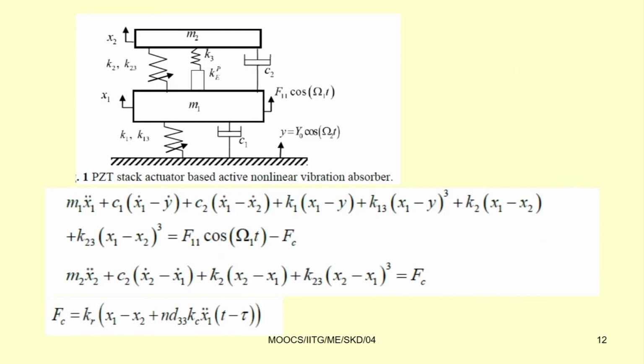So, let us see one more example of a vibration absorber. In this case you can make the system nonlinear. This bottom one is the primary system. It is subjected to base excitation, the base is also moving, and also it is subjected to a force F11 cos omega1 t. Here we are using a piezoelectric stack actuator. In this piezoelectric stack actuator, if you apply voltage, then it can behave as an actuator and it can give a force.